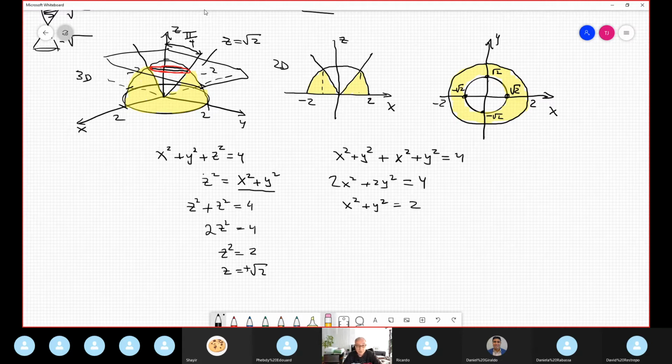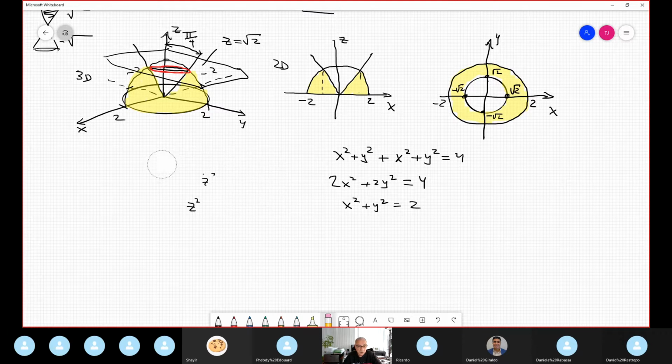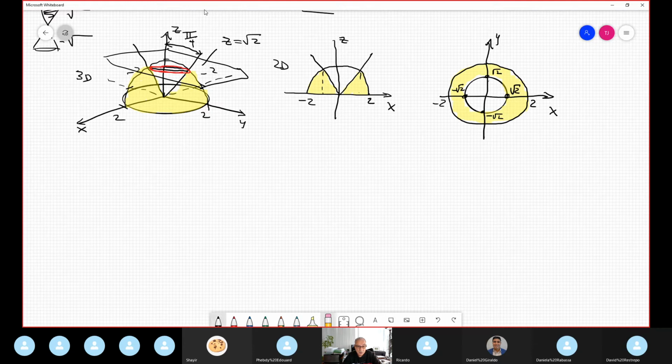Okay, entonces we are ready. We are ready to set out the triple integral. Okay, look at that. Let me erase this part. Okay, triple integral. So this is the total information that we need to set out the triple integral.